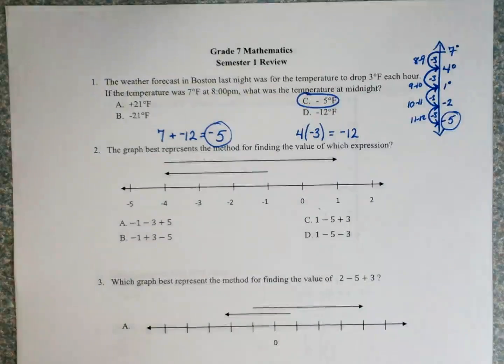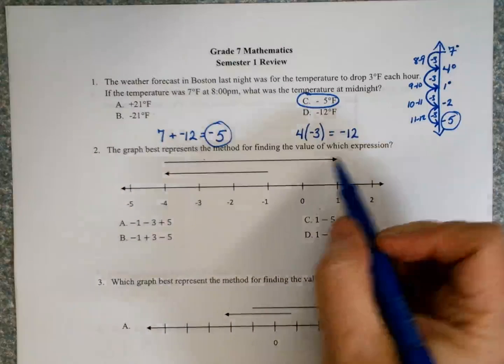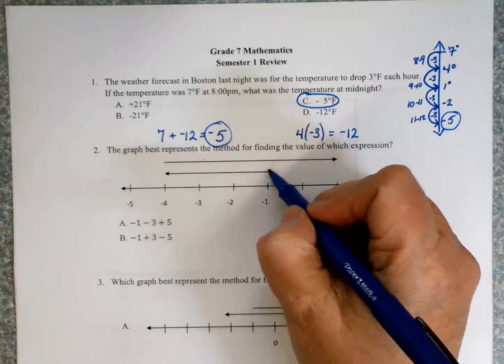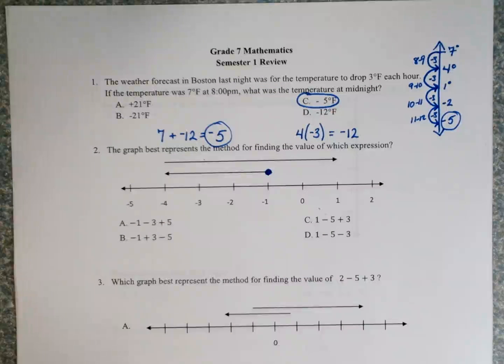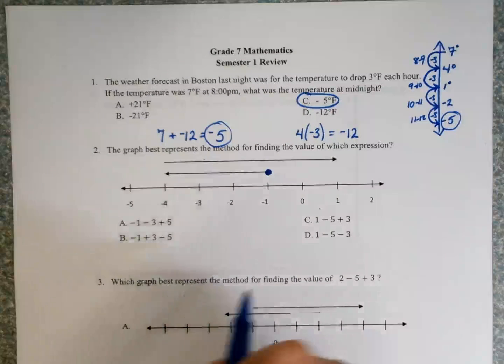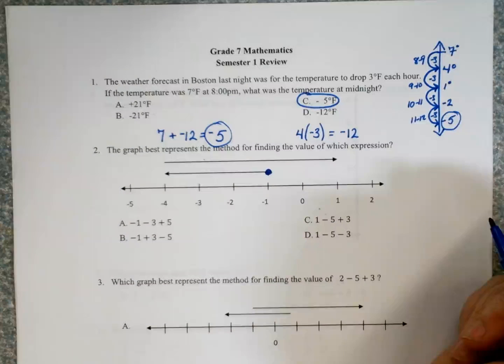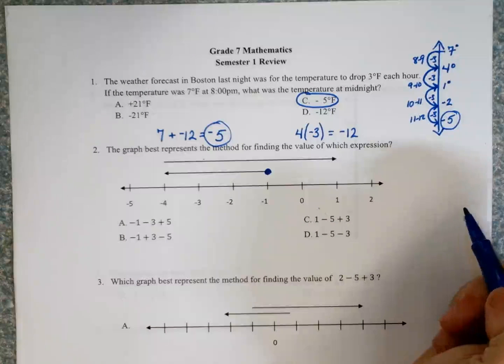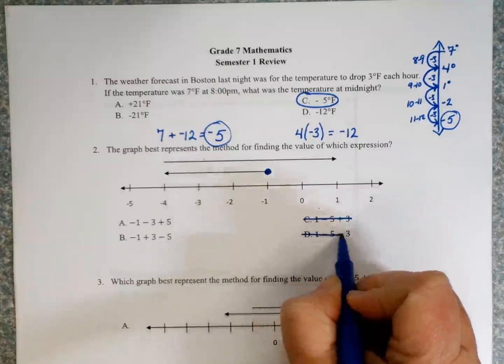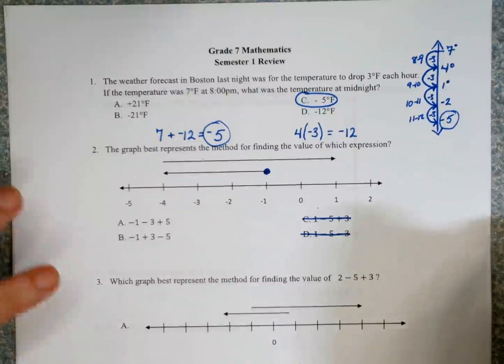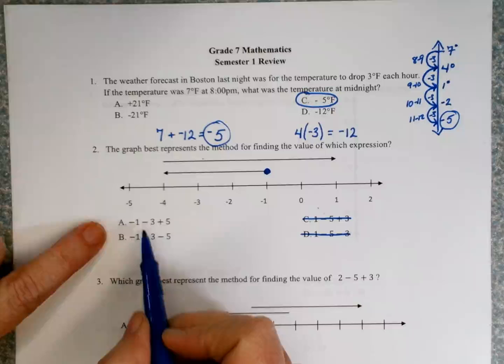Okay, number 2. The graph best represents the method for finding the value of which expression? Well, I'm going to look and see where I'm starting. I'm starting here at negative 1. So the first thing I can do is look at my answer choices and see, are there any that don't start at negative 1? Well, C and D don't start at negative 1, so I can cross those off. So now I just have to look over here at A and B.